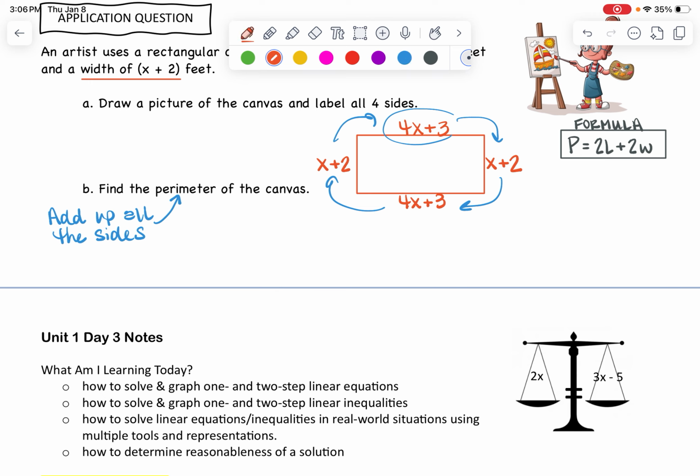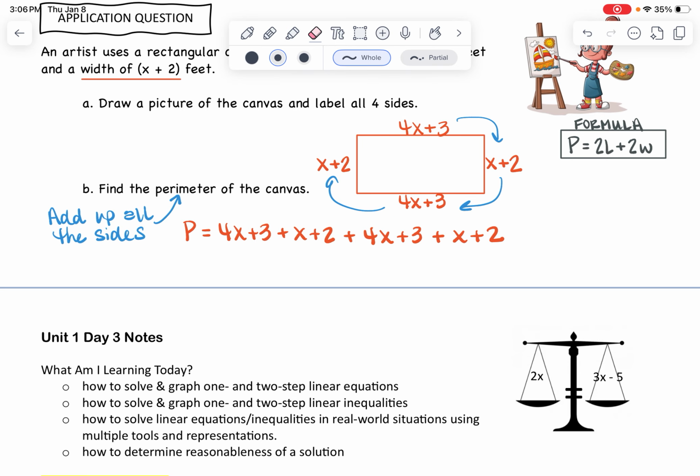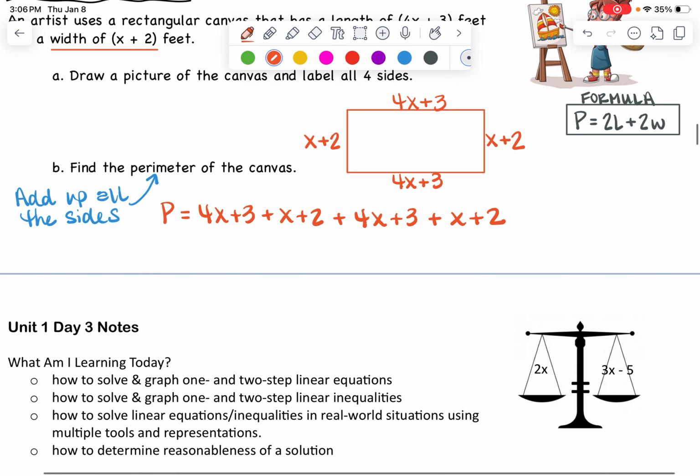Now, if you want to, you can write all that down, like perimeter equals 4x plus 3 plus x plus 2 plus 4x plus 3 plus x plus 2. So if you want to write all of that out, you are more than welcome to, but that's a lot of writing. So I'm definitely not requiring you to do that. What I personally like to do is just use my diagram, right? I don't really write all of that out.